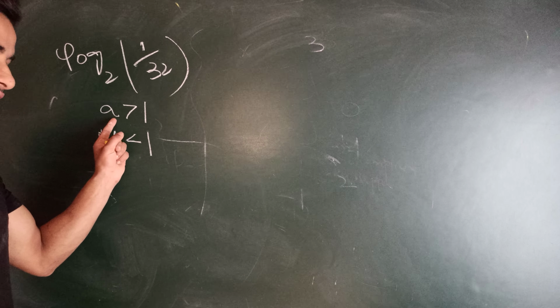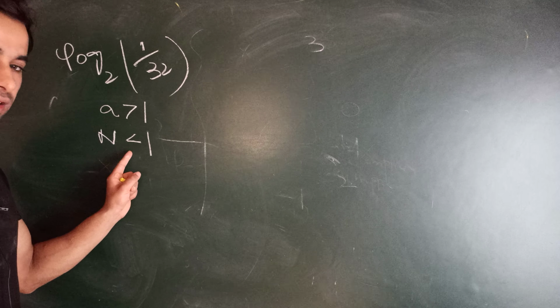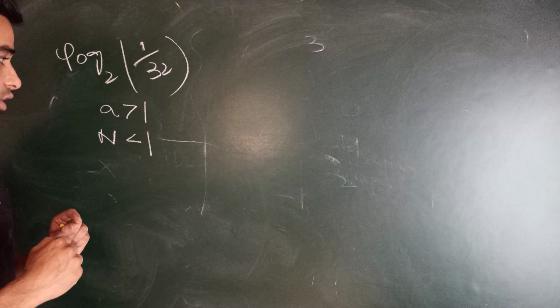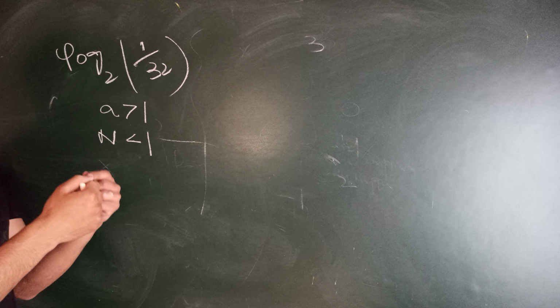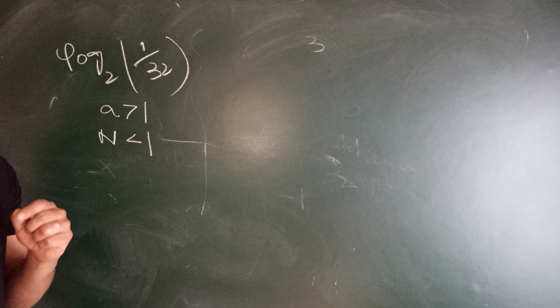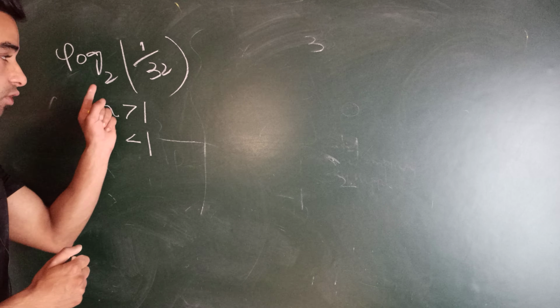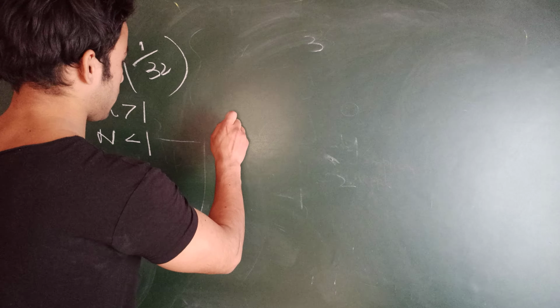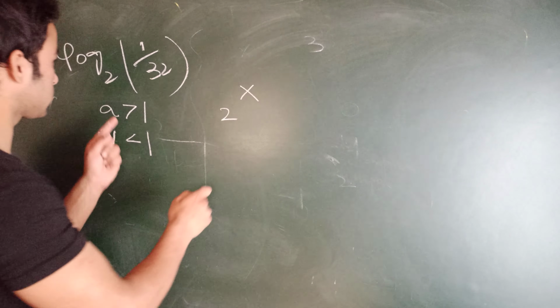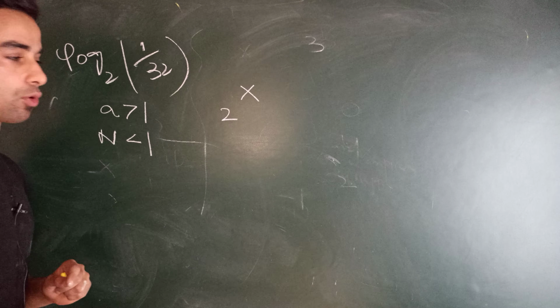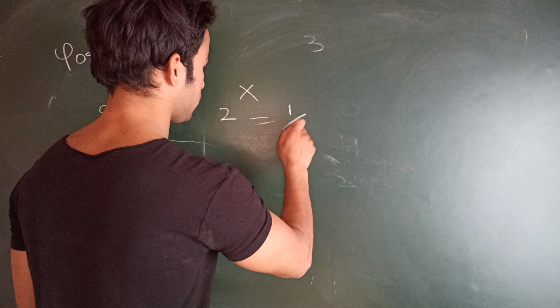Now you can see that the base is greater than 1, but the inner thing, which is n, is lesser than 1. One is greater than 1, another is lesser than 1. So they are on the opposite sides of unity, or on the opposite sides of 1. Now I want to check the value of this. That means 2 has been raised to the power of x, and I got 1 upon 32.